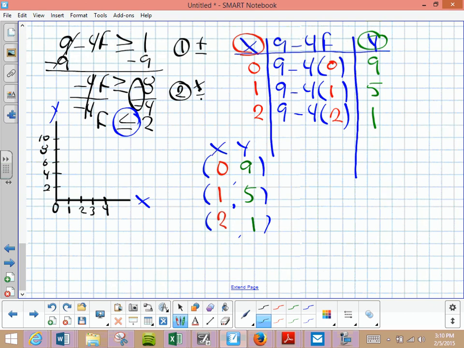Let's plot the first one. X is 0, y is 9. I find 0 on the x and 9 on the y. So right here. This is point A. Let's call it point A, point B, point C. And point B will be go to 1 on the x and then go up 5 on the y. This is point B. Point C is 2 on the x and 1 on the y.